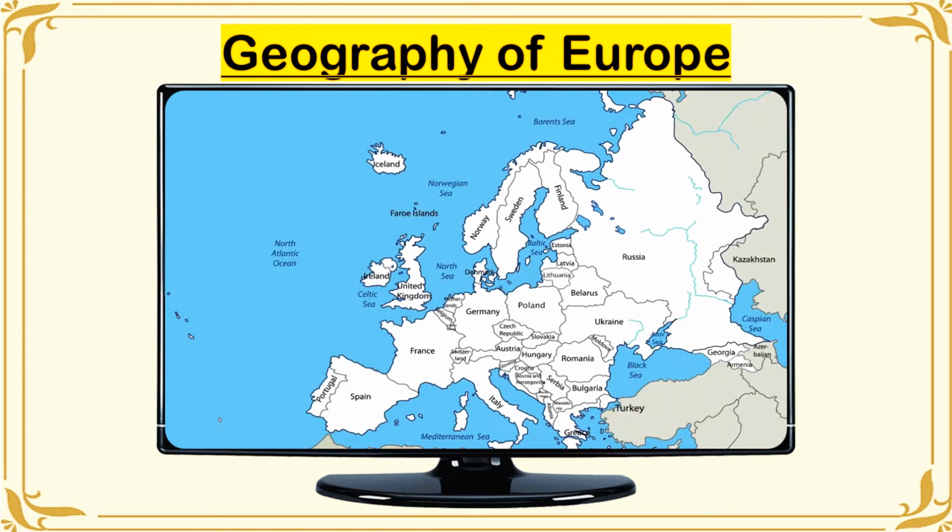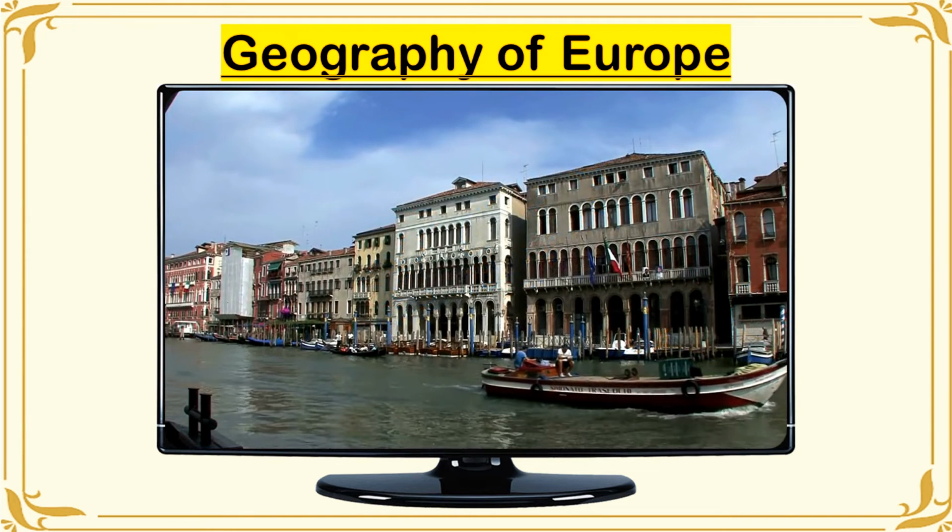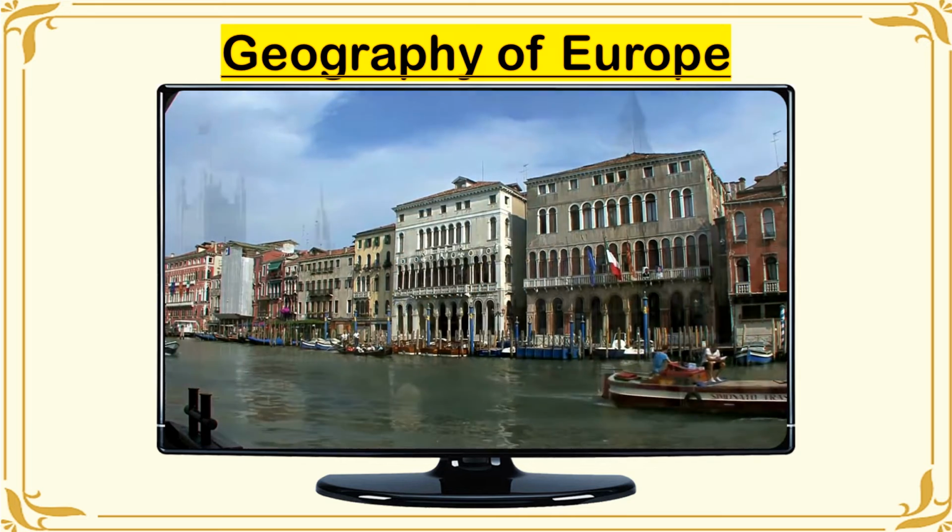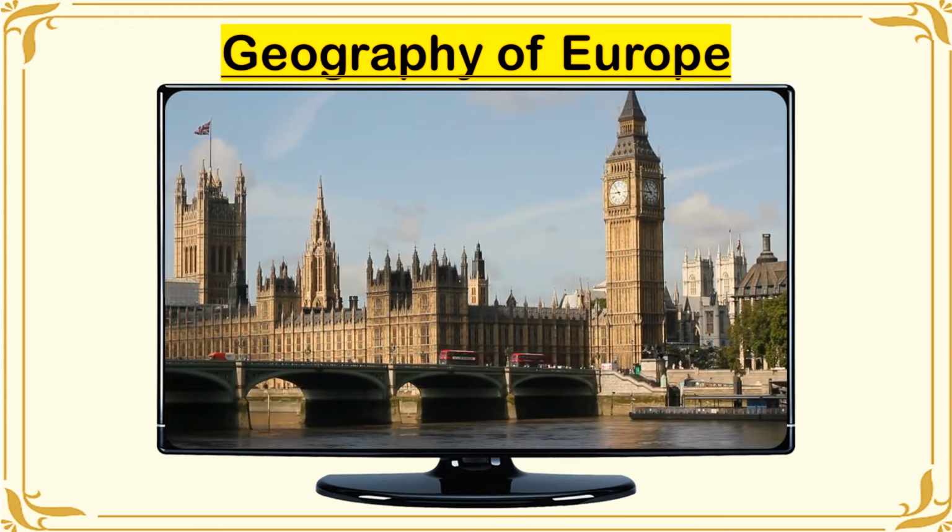Today, the territory of the European continent is divided up into 50 independent nations, in which more than 100 native languages are spoken. In Europe, almost all of its governments are democratic republics or constitutional monarchies.